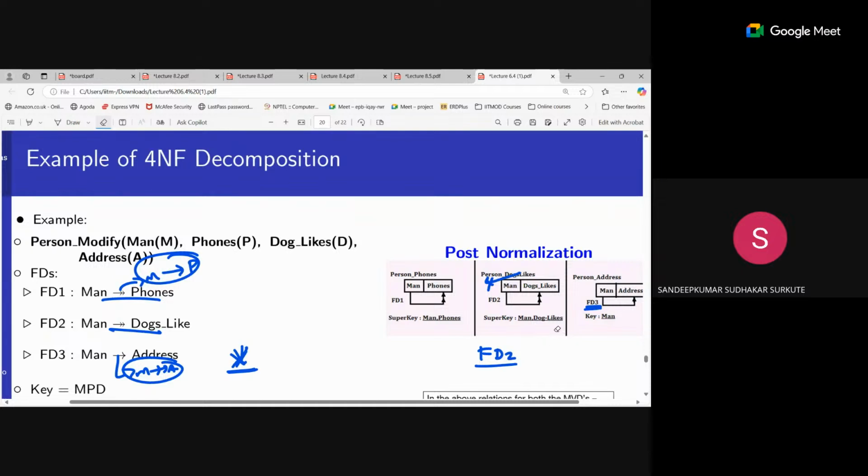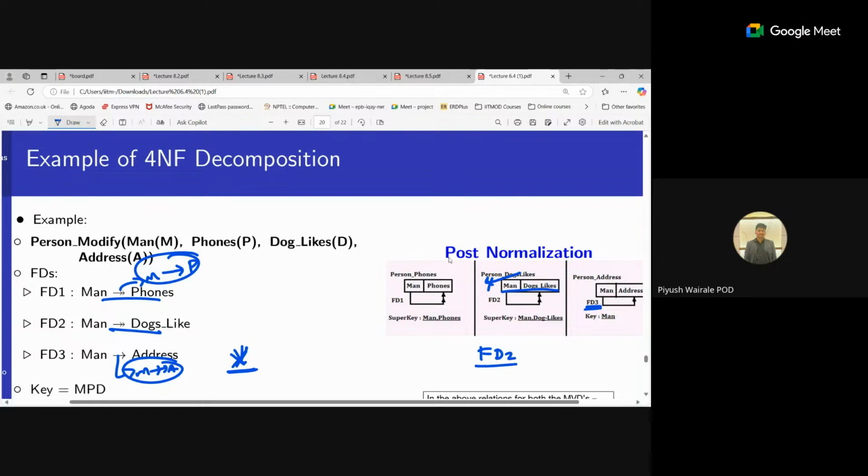Understood. But man is not the key also, no? So how is it in 4NF? This relation is just having two attributes, right? So by definition, MVD is not applicable to this one. So any relation having two attributes, MVD will not be applicable, right?